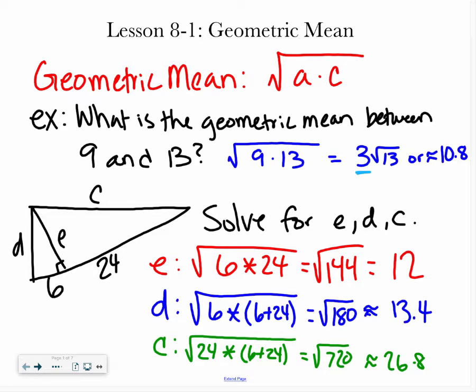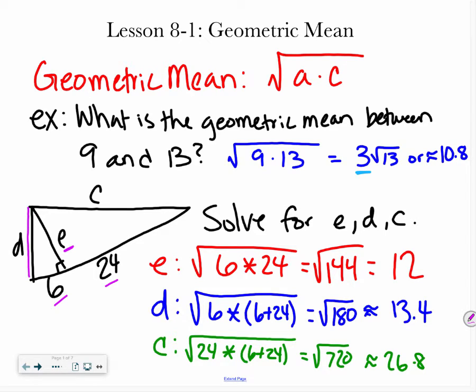So if you look at letter E, which is our altitude here, the way you solve for the altitude is you take the square root of your two numbers on the side that's kind of divided up by that altitude. So square root of 6 times 24 in this case, so that ends up being square root of 144, which simplifies to 12. Okay, what about to find that shorter side length?